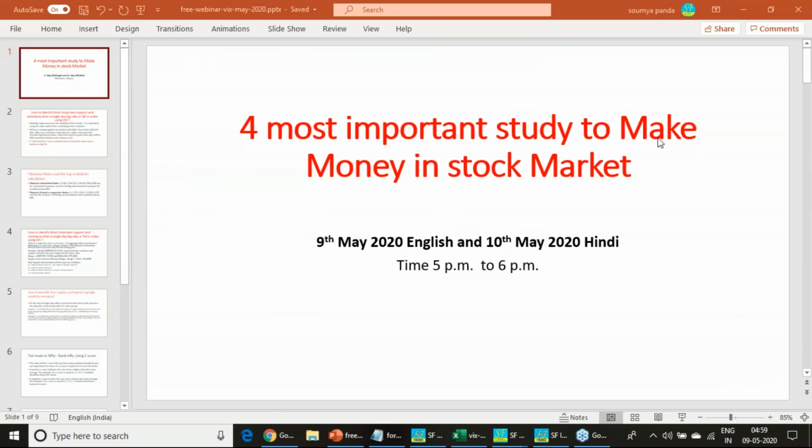Many of you have been associated with Smart Finance for a long period of time, and many of you are newly experiencing Smart Finance. So this particular program is going to benefit the existing members of Smart Finance as well as the new participants. These are the 4 most important studies you must do as a trader. Today the concepts will be explained in English and tomorrow I will explain the same concepts in Hindi.